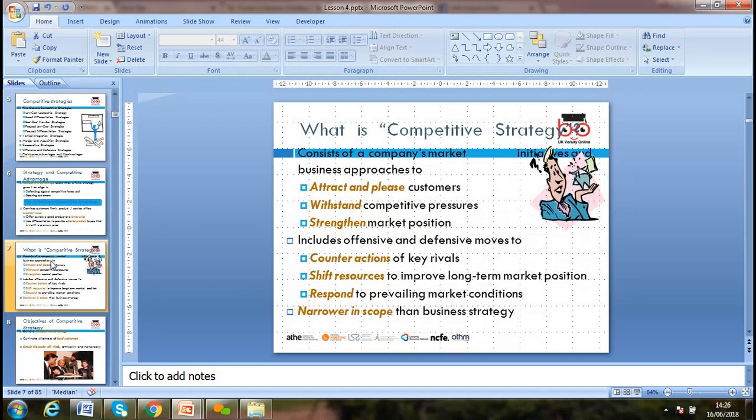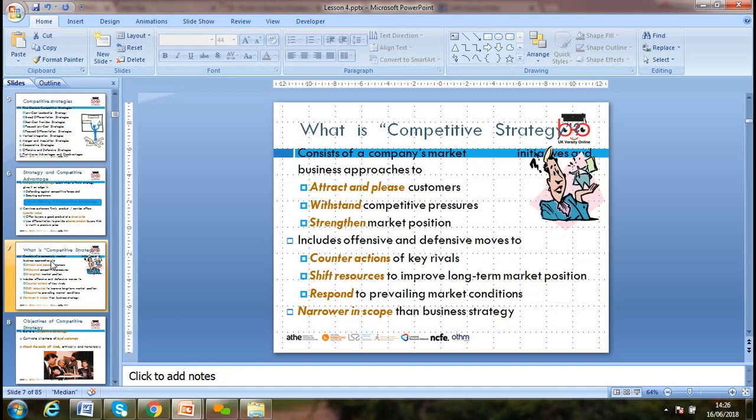Okay, so next we are looking at how to attract and please our customers. Competitive pressures: we need to look at market positioning. If we have more market share, that can be a competitive advantage for an organization. Counteraction: how will we counteract our key rival, our key competitor?